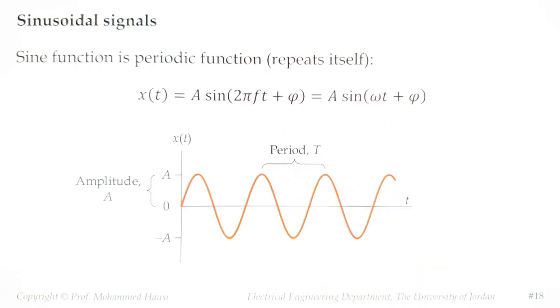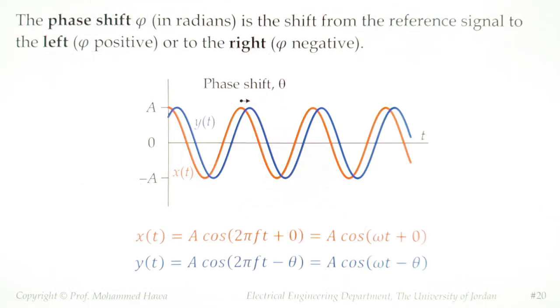What is that for the cosine and sine? Well, the phase shift phi, which is measured in radians in those equations, is the shift from the reference signal that I've shown you a minute ago. If you shift to the right, the phase shift is negative. But if you shift to the left, the phase shift is positive. I'll show you here an illustration.